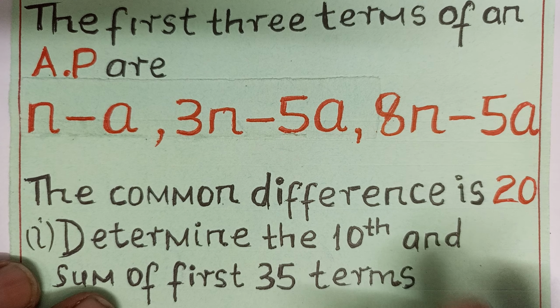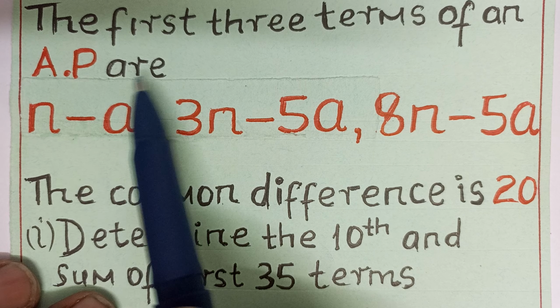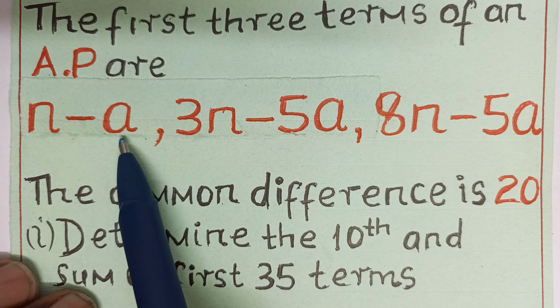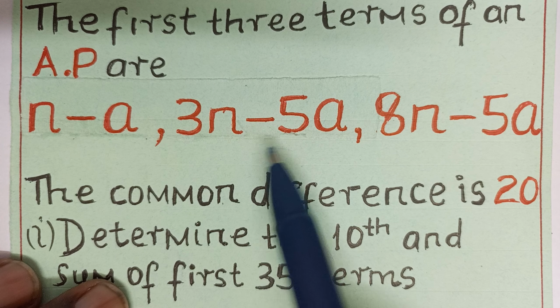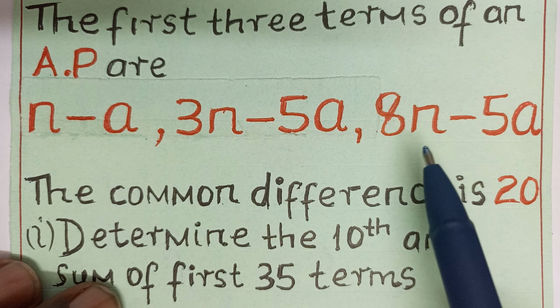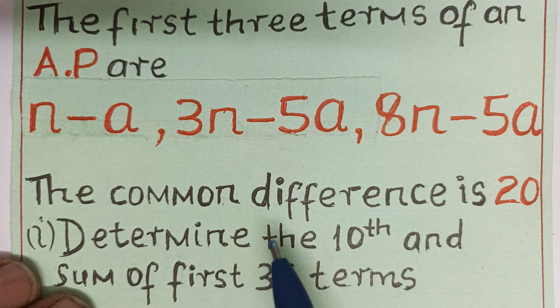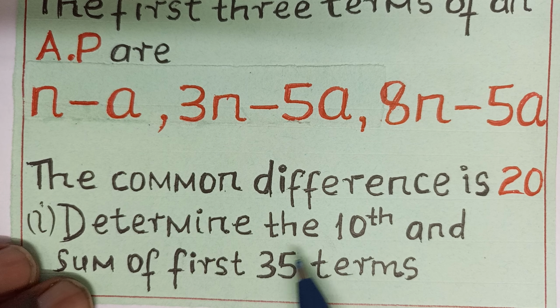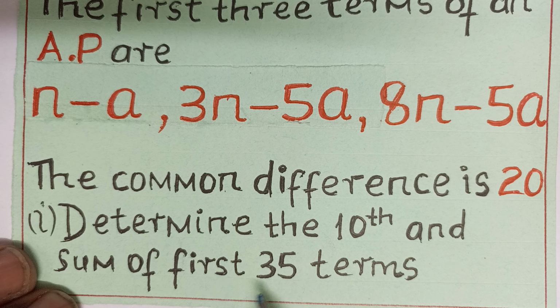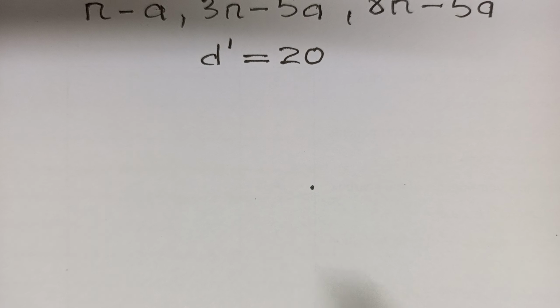I read the question first. The first three terms of an AP are n minus a, the first term, then 3n minus 5a, and then 8n minus 5a. The common difference is 20. Determine the 10th term and the sum of the first 35 terms. And so, guys, we now start off our question.